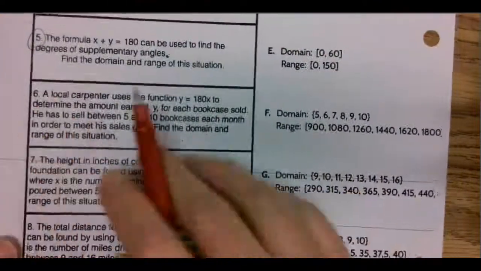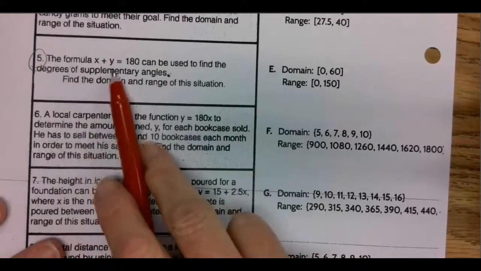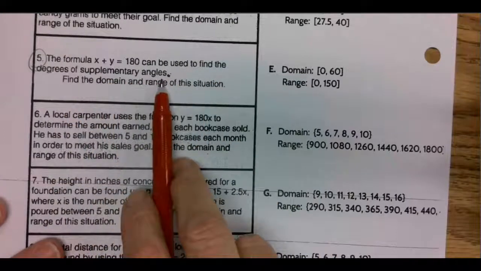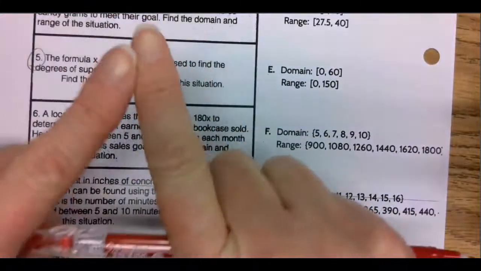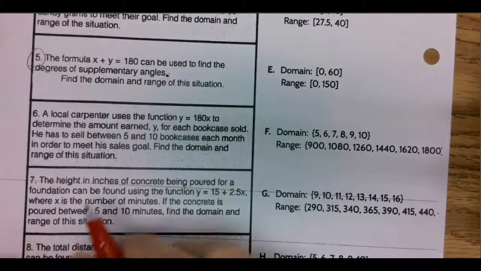So I picked one that I was going to have us do just so that we could see what's happening. I picked number 5. The formula x plus y is equal to 180 can be used to find the degrees of supplementary angles. By definition, supplementary angles are when you take two angles, add them together, and they have to be 180 degrees. Find the domain and range of this situation.